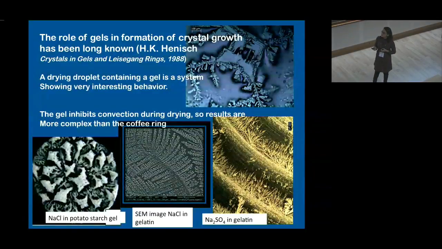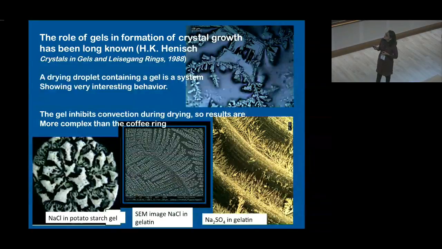The role of gels in the formation of crystal growth was long known, and if the drying droplet contains a gel as a system, then the gel inhibits the convection currents that are normally happening in a drying droplet, and it gives very interesting behavior, especially if you have a dissolved salt in the gel. So these are some of the pictures that we've obtained of experiments done in our laboratory.